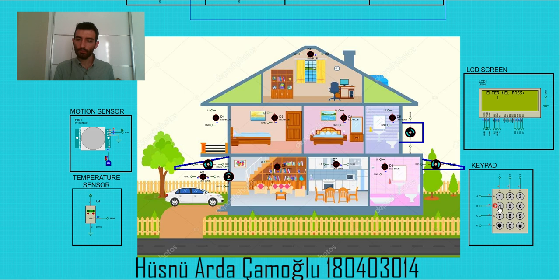Let's choose 1414 and enter this. Now the system changed our default password. Let's check it. Now we are at the night mode. Let's trigger the motion sensor. The system will open the front light and ask for the user password.